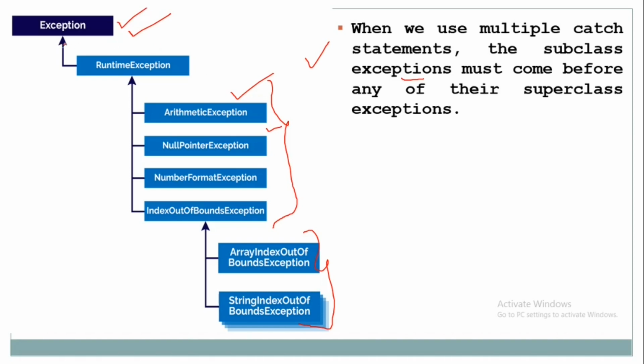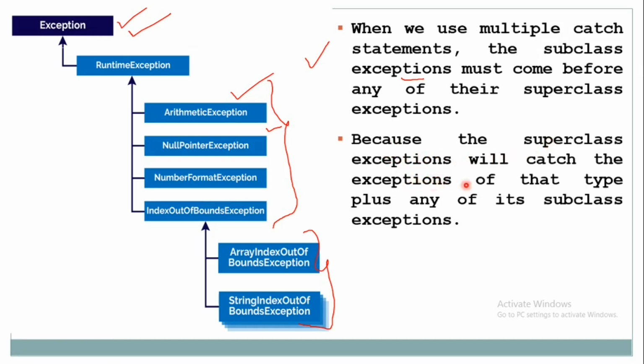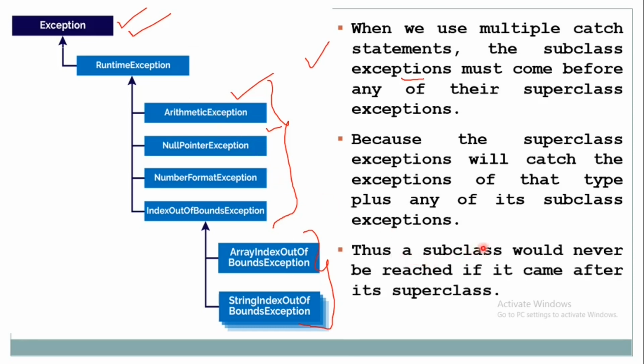Now, you might wonder why subclass exception should come before superclass exception. Here is the reason. The superclass exception will catch the exception of that type plus any of its subclass exceptions. You might ask why subclass exceptions must be written first and then superclass exceptions. Because the subclass would never be reached if it came after its superclass. That's the reason, if you are using multiple catch statements, the subclass exception should come before the superclass exception.